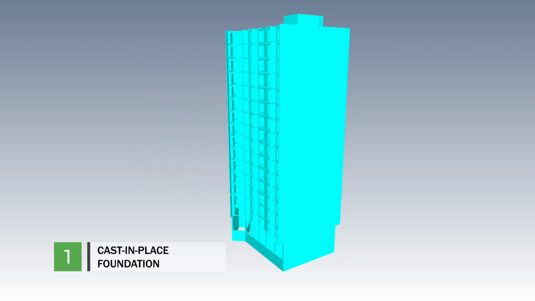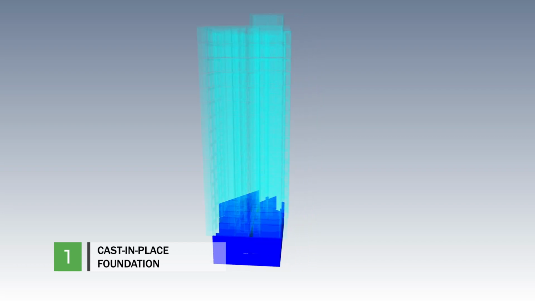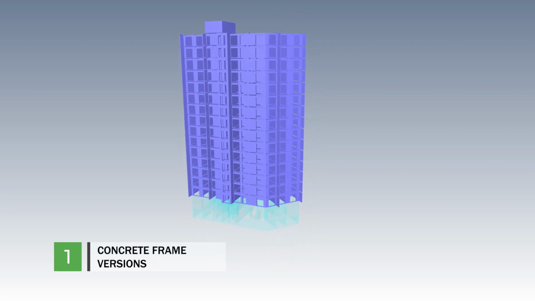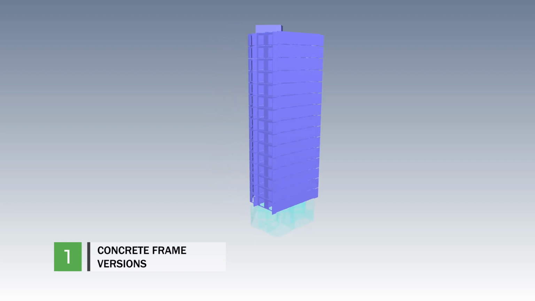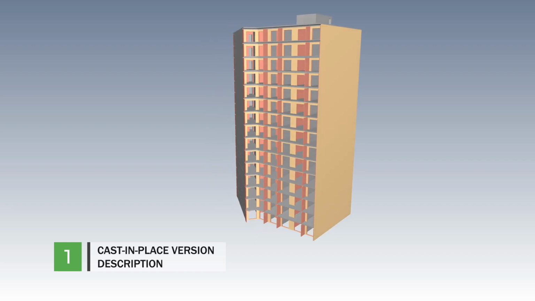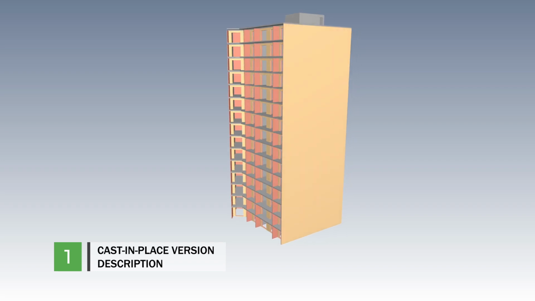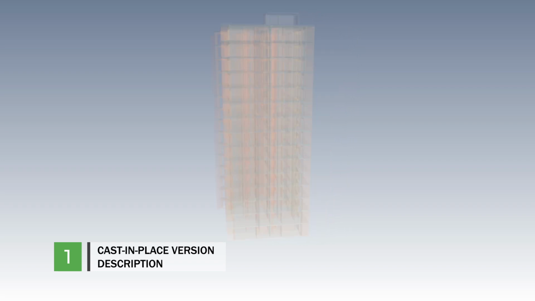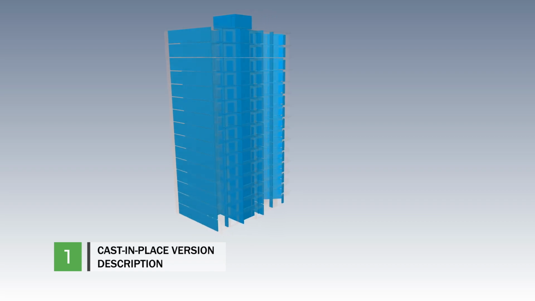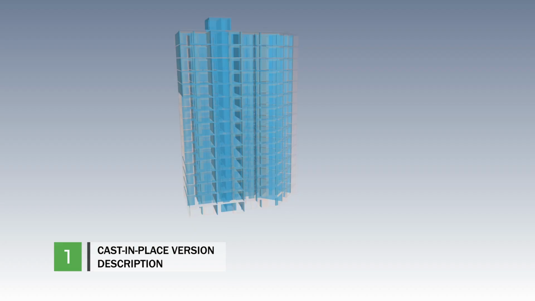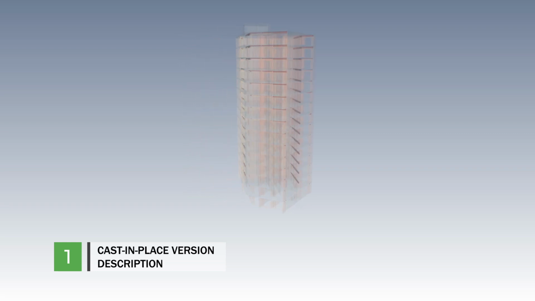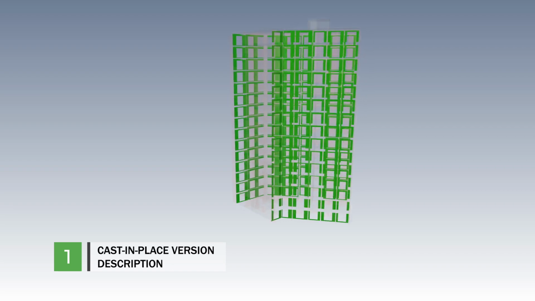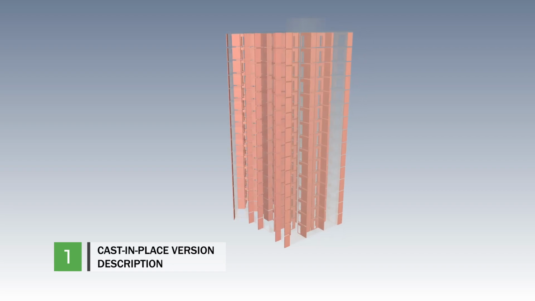Both variants have the same cast-in-place foundation, while the frame of the building above the ground floor is designed in two versions, precast and cast-in-place. The cast-in-place frame is made of C25/30 concrete and consists of walls 200 and 250 mm thick, floor and roof slabs 200 mm thick, as well as cast-in-place reinforced concrete beams. External walls are made of 3D bricks and insulation.